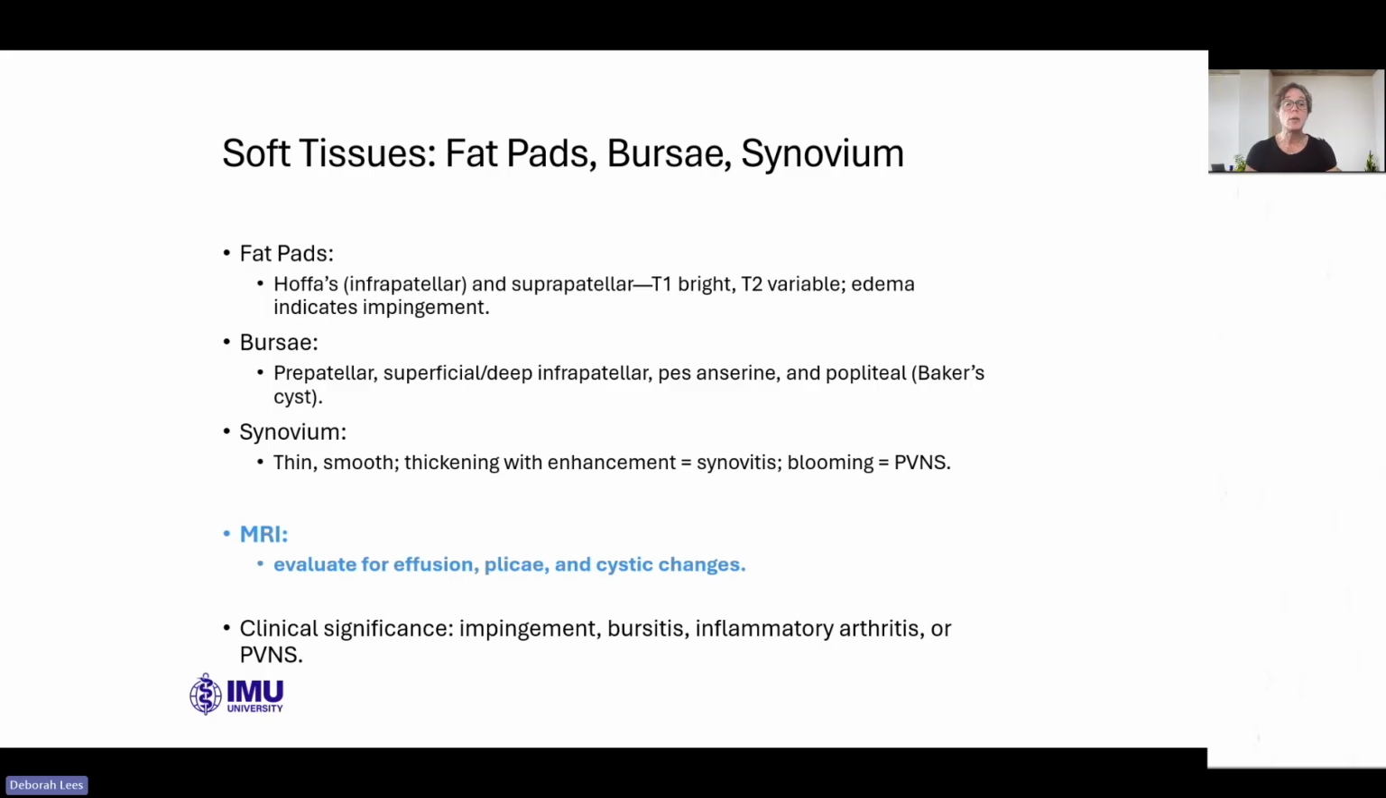MRI is really used to evaluate for effusion. We're looking for plica. We're looking for cystic changes. So again, a lot of fluid-based pathology that we're looking for. And it's really important to look for it because you can have bursitis, which is where we can see the bursae anatomically become filled with fluid. With any of your inflammatory arthropathies, you'll end up with fluid-based pathology, or you get the PVNS. And I've got a really nice slide I can show you of what it looks like.